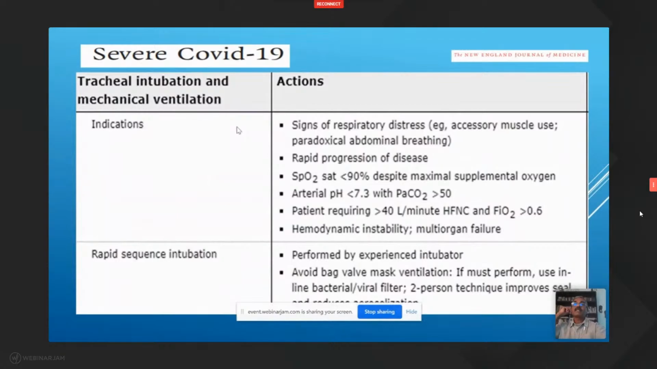If you have to intubate, the patient should be intubated by an experienced intubator. One should avoid bag mask ventilation if possible. If one has to perform it, an inline bacterial and viral filter should be there. A two-hand technique probably would improve the seal and reduce the leak.